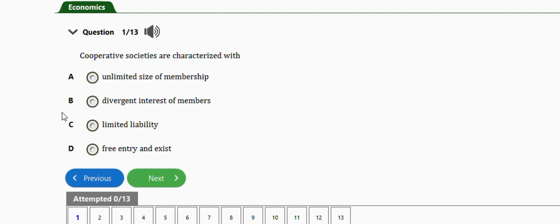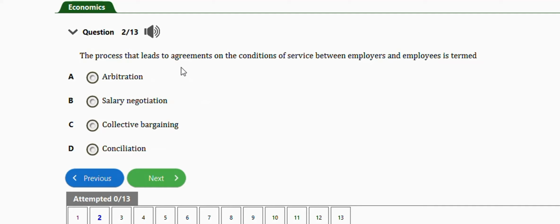of membership, divergent interests of members, limited liability, free entry and exit. So the right answer to this question is option C, which is limited liability. Next repeated question will be this one. It says the process that leads to agreements on the conditions of service between employers and employees is termed, we have arbitration, salary negotiation, collective bargaining, we have conciliation. So the right answer is option C, which is collective bargaining.